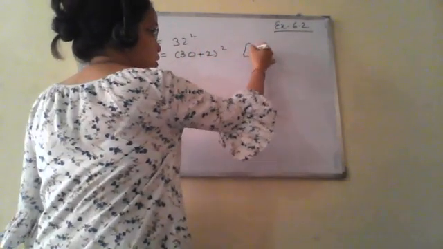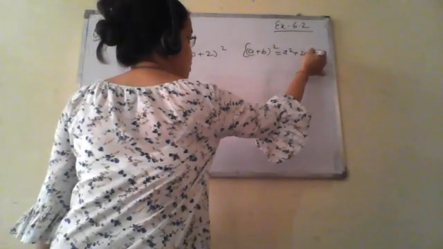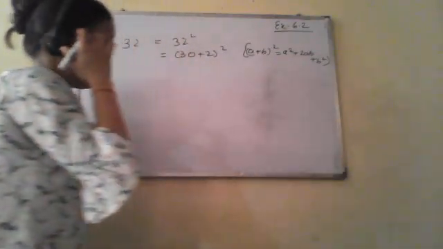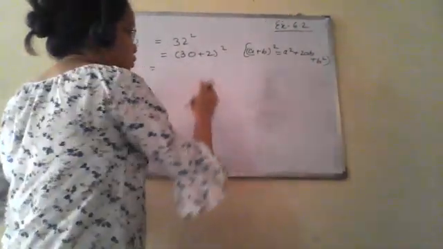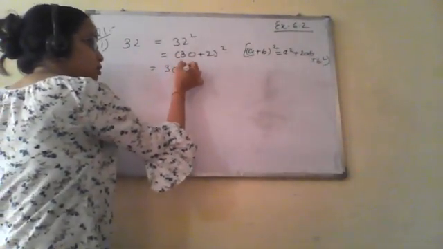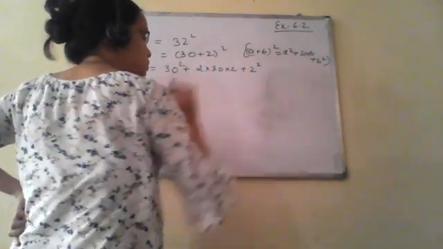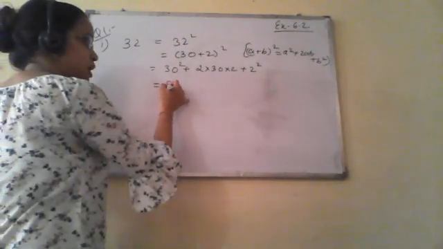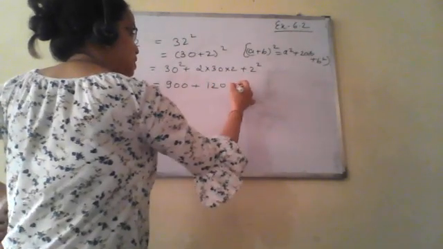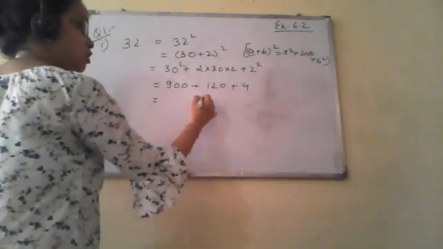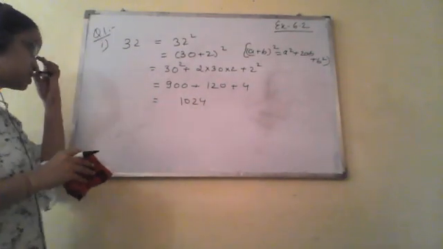Now it is equal to (a + b) whole square, which is a square plus 2ab plus b square. Clear? So now in place of a we have 30, in place of b we have 2. So this is 30 square plus 2ab, that is 2 into 30 into 2, plus b square. Clear? So this is 900 plus 120 plus 4. So it comes out to be 1024. Clear? I hope this is clear.